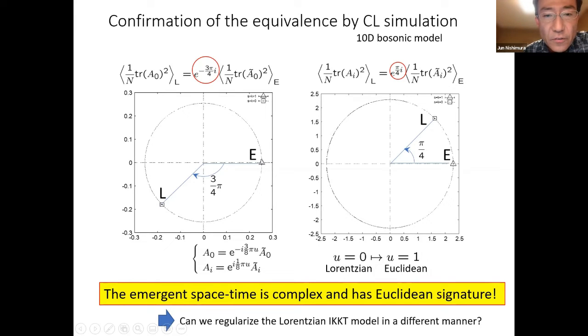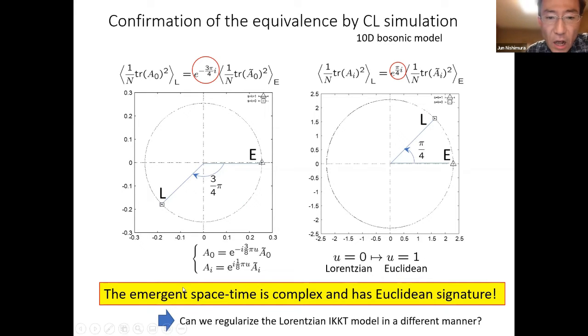And this is the result for the Euclidean model. And indeed, in the Lorentzian model, we find this number. This is in the complex plane, so it has this phase factor, 3π/4, which is precisely this one. A similar thing we can check for trace A_i squared as well. So all this is nice, but it means that the emergent space-time in the Lorentzian model is actually complex because of these phase factors. And moreover, it has Euclidean signature.